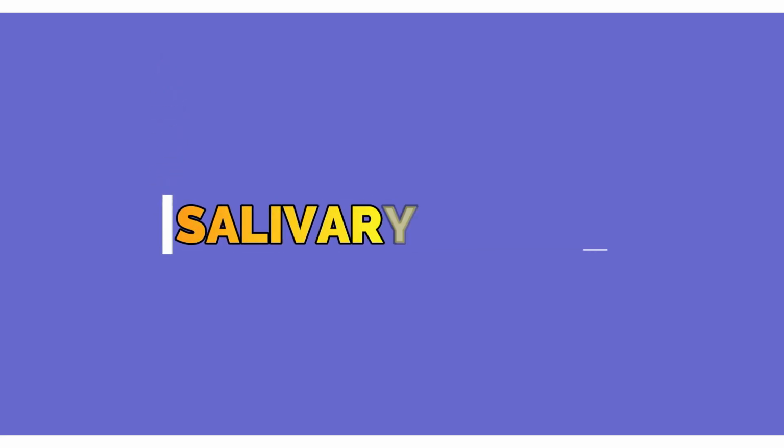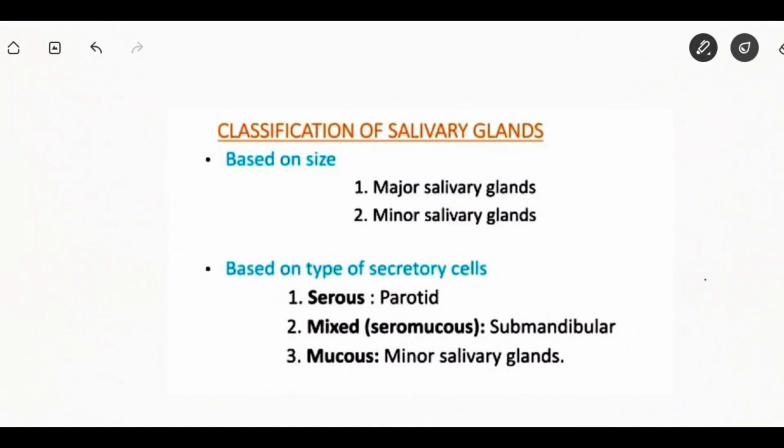Today we shall be discussing the salivary glands. Based upon size, the salivary glands can be either major or minor salivary glands, or based on the type of secretory cells, they can be serous, mixed or mucinous. An example of serous is the parotid salivary gland, mucous is the minor salivary glands, and mixed is the submandibular salivary gland.